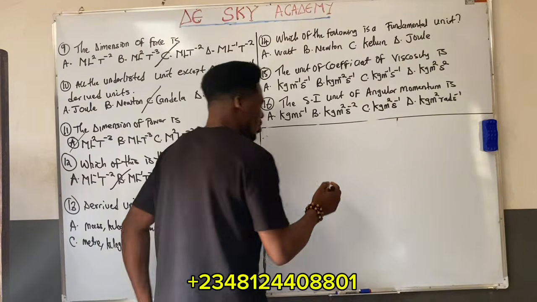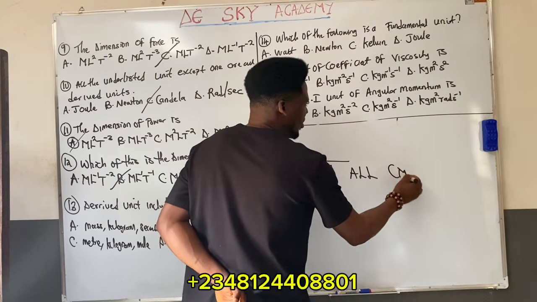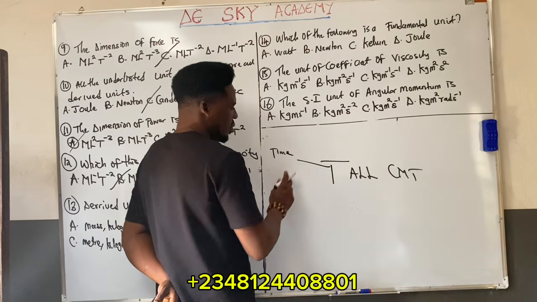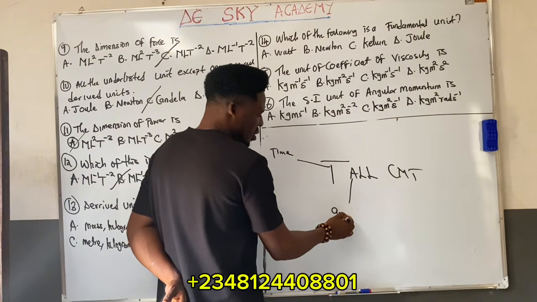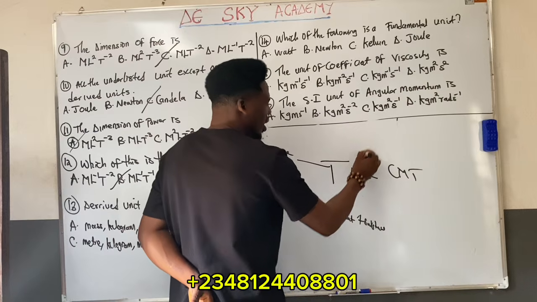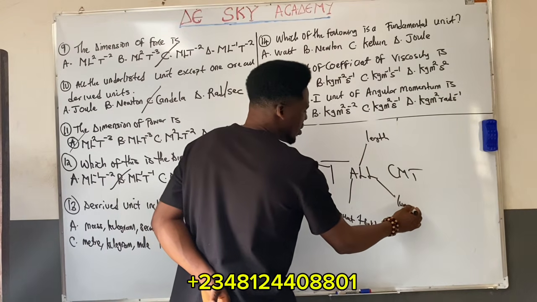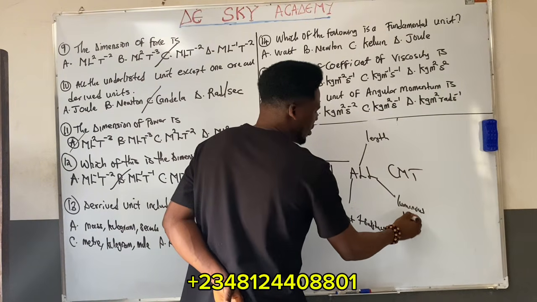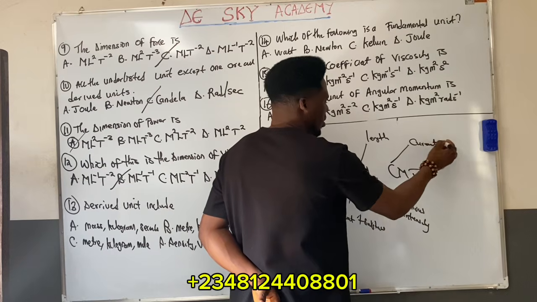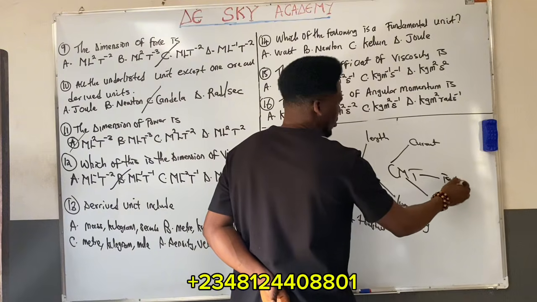I told you that you use these acronyms: CMT. This T stands for time. A is amount of substance. L is length. This second L is luminous intensity. C is current. M is mass. And T is temperature.